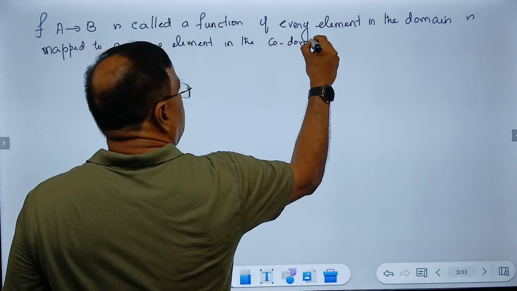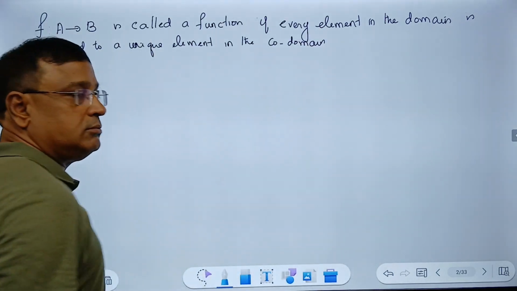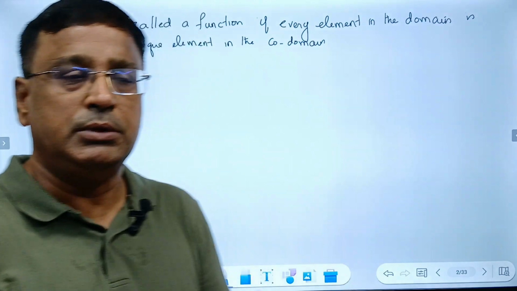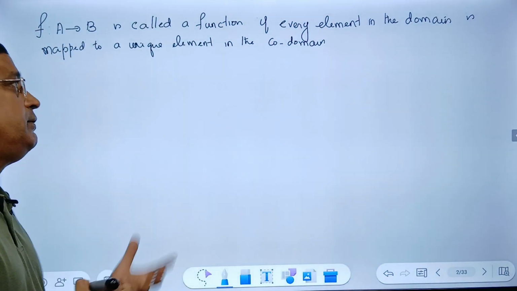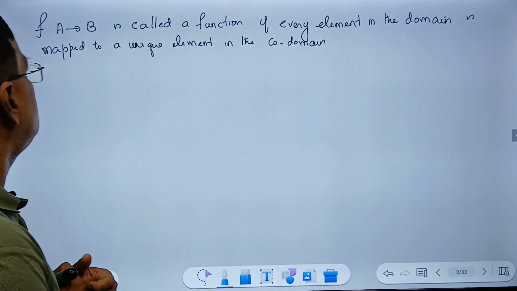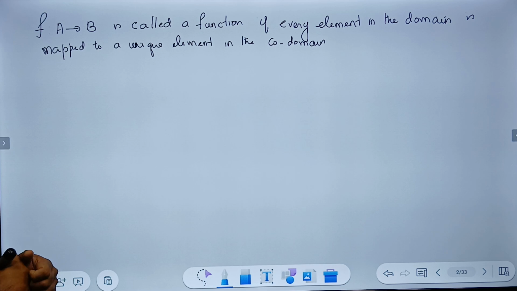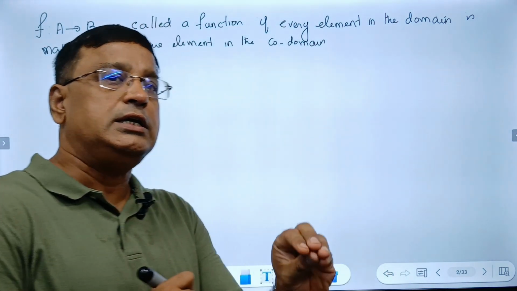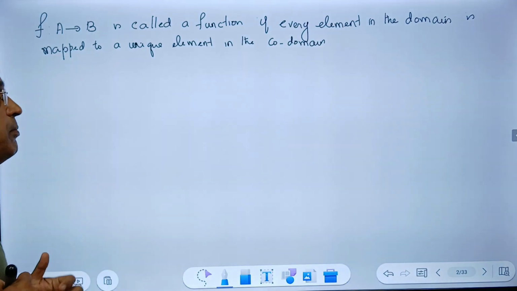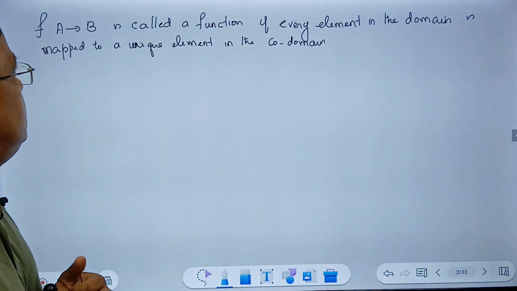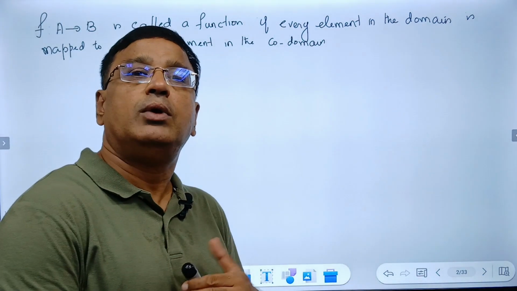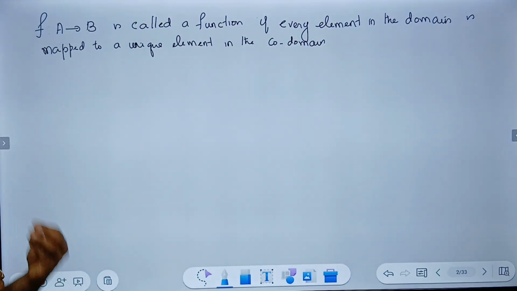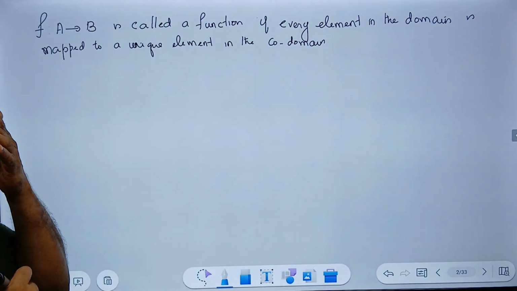All these definitions are from class 11th. You have done functions in 11th, so I'm just touching that a little bit as revision, and then we'll straight away get into the main chapter. So a relation F from A to B is a relation, but it is called a function when it satisfies a specific property. What is that property? That every element in the domain should be mapped to a unique element in the codomain.